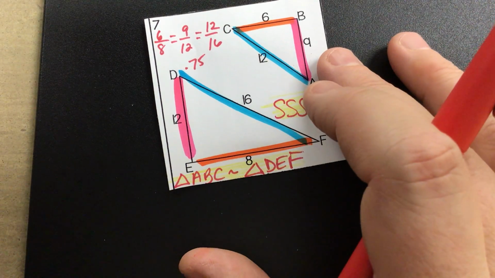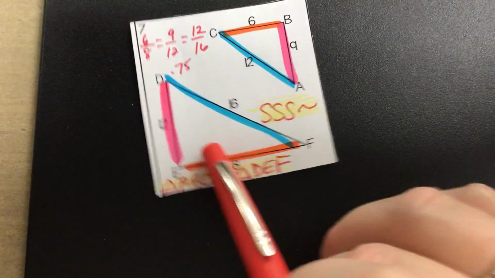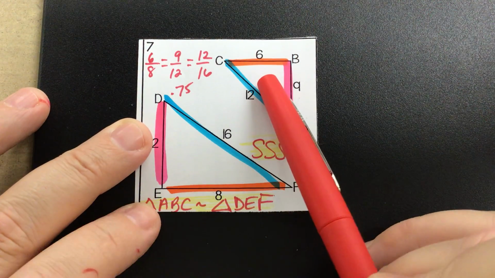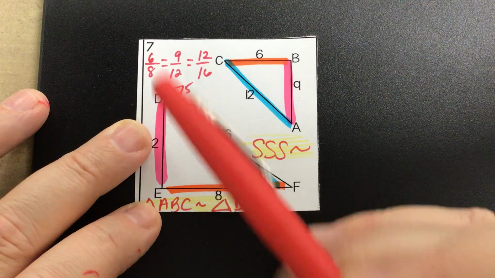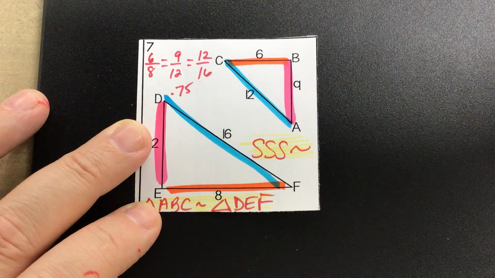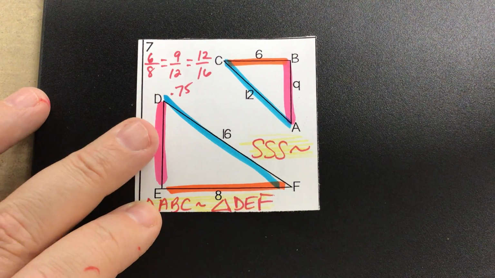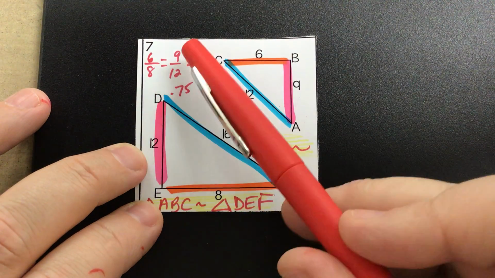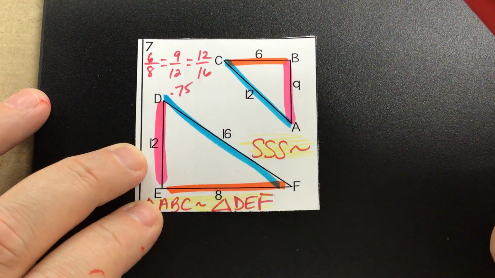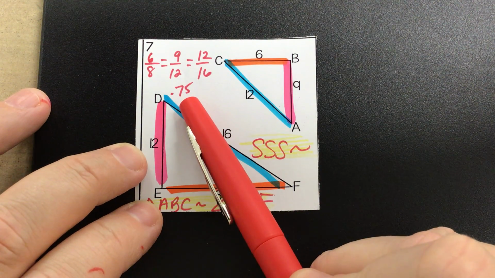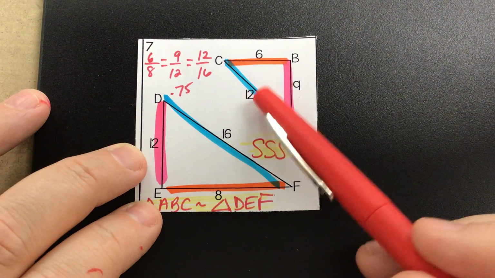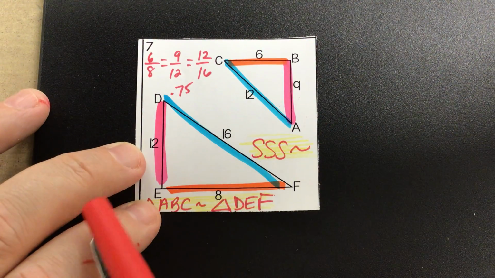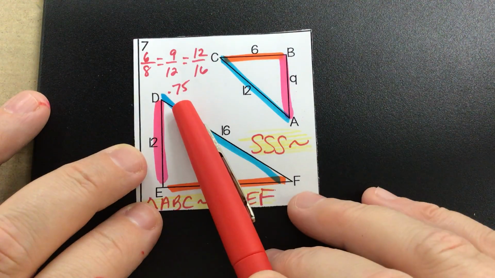The last one that I have is this one here. So again, I'm going to match up the sides. The shortest one here is 6. The shortest one here is 8. So 6 over 8 reduces to 3/4, or as a decimal, 0.75. Middle side of 9, middle side of 12. 9 over 12, again, reduces to 3/4, or 0.75. The longest, 12 and 16. So 12 over 16 will again reduce to 3/4, or 0.75.